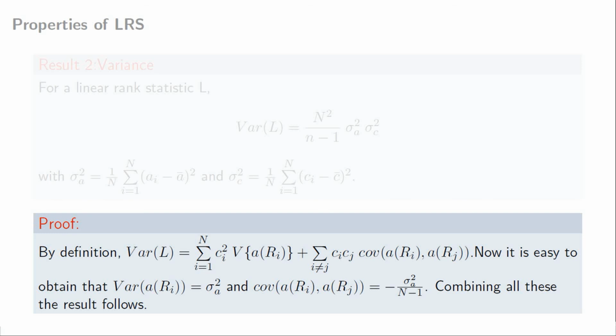Now, after a messy algebra, we can obtain that variance of A(Ri) is nothing but sigma square A and covariance between A(Ri) and A(Rj) is minus sigma square A divided by n minus 1. Combining all these, we can get the result, that is the expression as defined above.